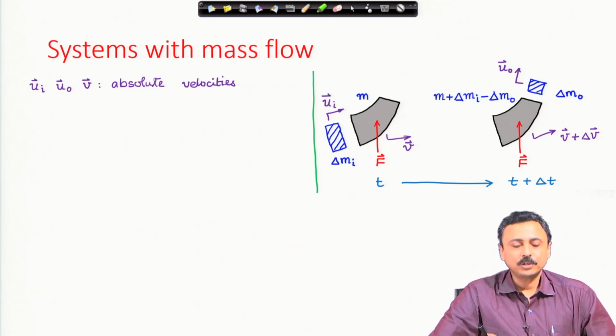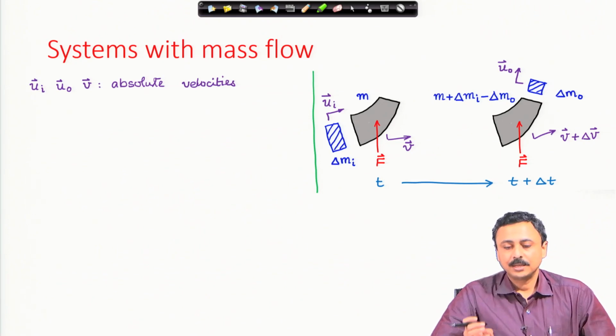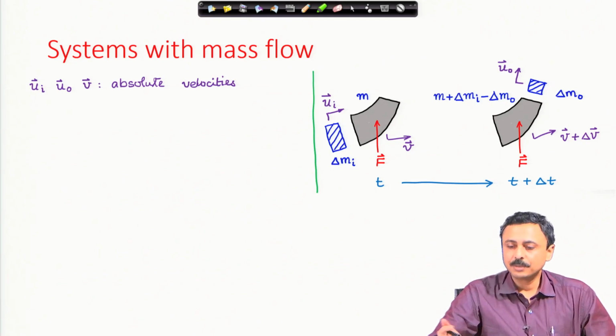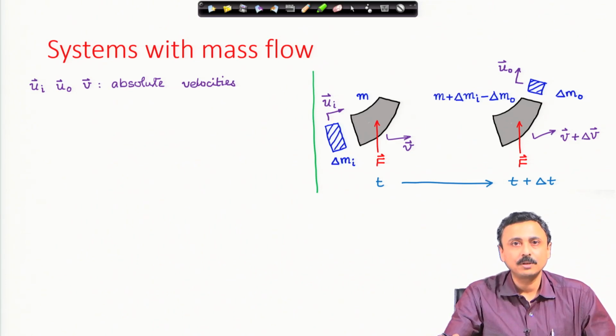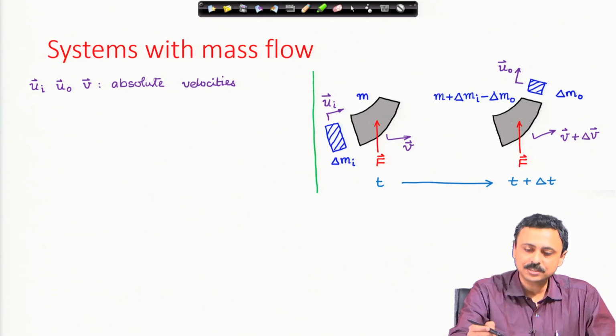Let us recapitulate what we have discussed. u_i, u_o and v are absolute velocities. This you have to remember. u_i was the absolute velocity of the mass that was ingested. So, just before its ingestion by the system, its absolute velocity was u_i. Similarly, u_o is the absolute velocity of the mass that is ejected out of the system. I can always find out the relative velocity by taking the difference with the velocity of the system.